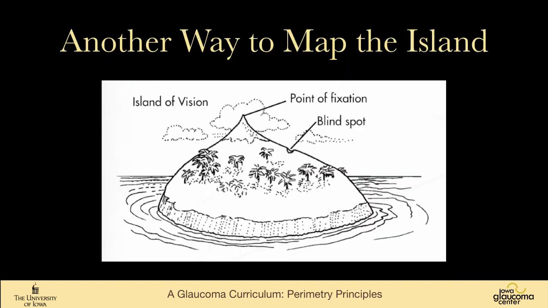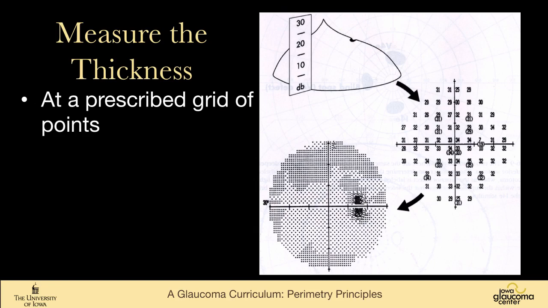Well, the other way to map this island is to measure the thickness of the island at a prescribed grid of points. So this is again our island, and we take this pattern, overlay it over the island, and measure how thick the island is at all these different points, and then color that with a grayscale. So here's the blind spot, and the higher the area, the lighter the gray. You can see these numbers are higher centrally and they fall off in the periphery.